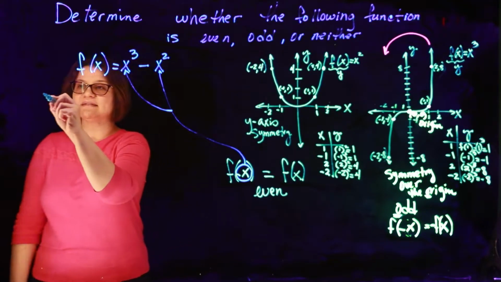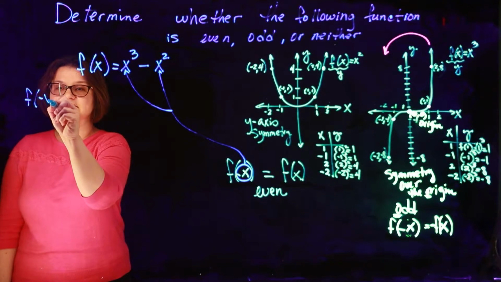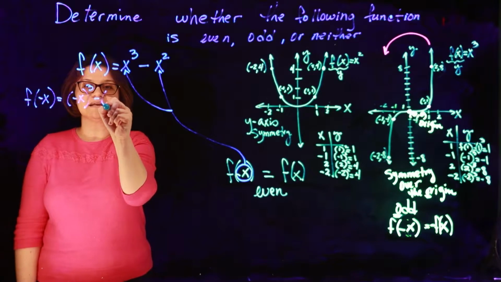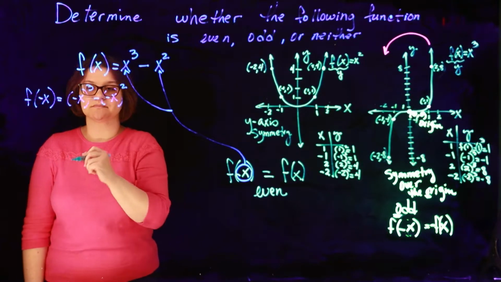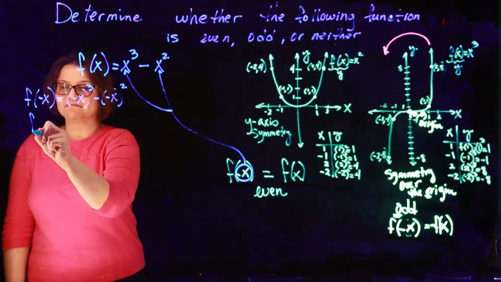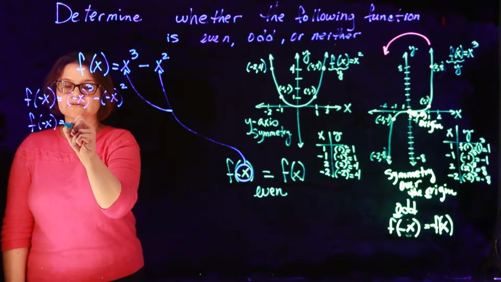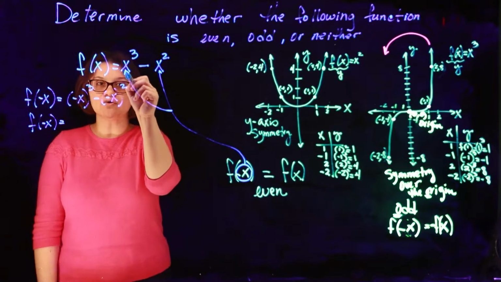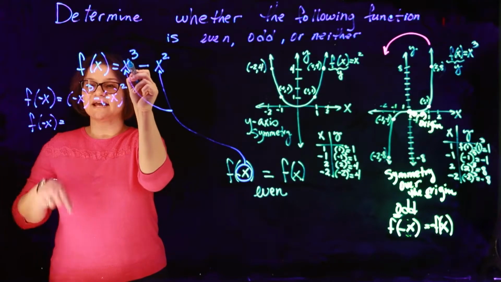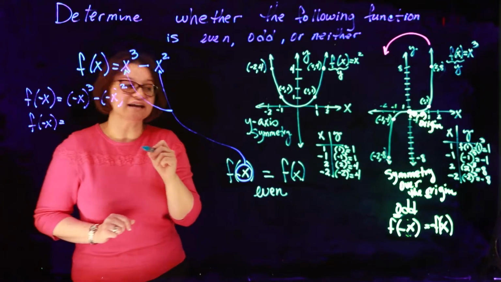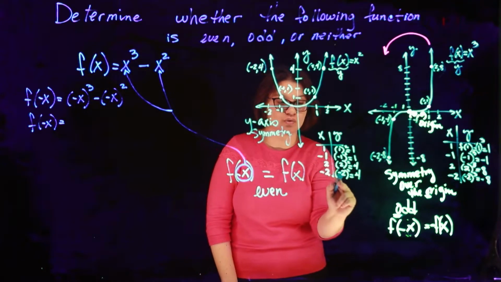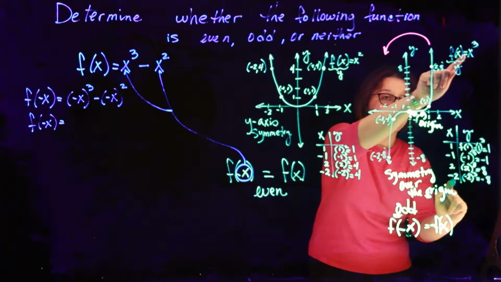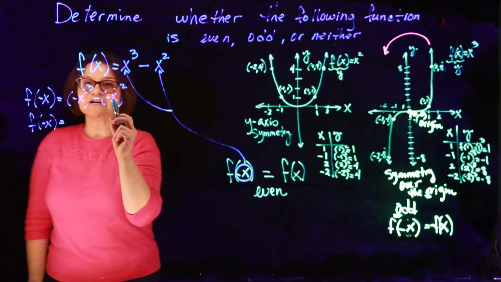Okay, so it's going to look like this. F of negative x equals negative x cubed minus negative x squared. Okay, let's simplify. F of negative x equals, notice how I put negative x in parentheses because my original x is no longer x now, it's a negative x. Just like I substituted negative 2 for that f of x, you see? All right, let's look.